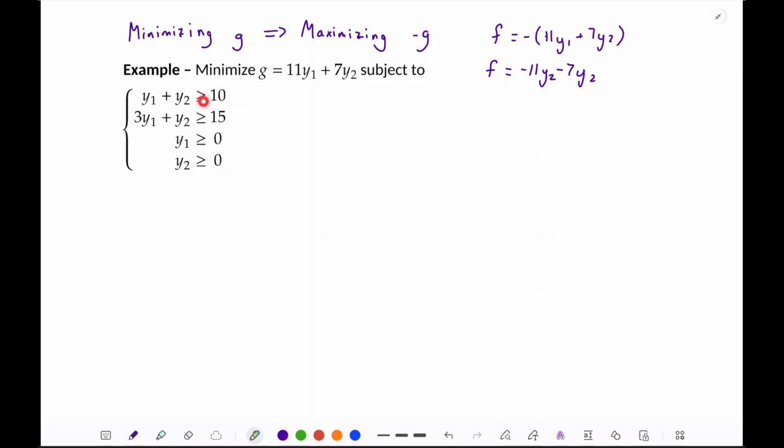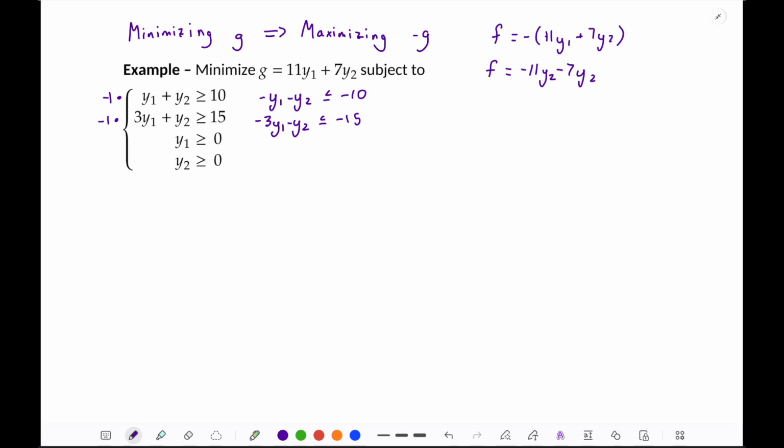The next thing is that these had to be less than or equal to, these had to be greater than or equal to. So our non-negative constraints are correct, but we have to flip those. Well, the easiest way to flip an inequality is to multiply it by negative 1. So we're going to take negative 1 times the first inequality and the second inequality. So we get negative y1 minus y2 less than or equal to negative 10. Negative 3y1 minus y2 less than or equal to negative 15. So now we have maximization, less than or equal to, non-negative constraints.